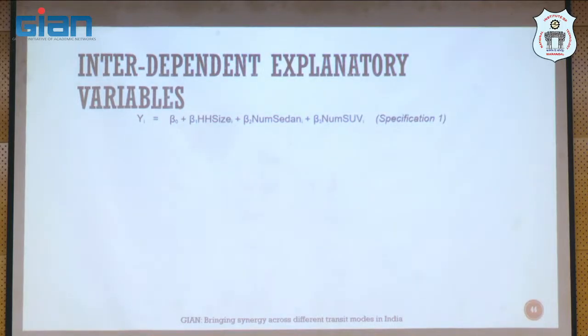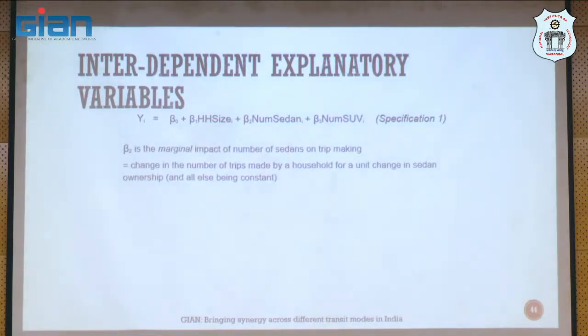Next one I want to talk about is what's called independent explanatory variables. So you'll notice here, instead of using number of cars, I'm using the types of cars. In the Indian context, it would be better to say number of cars and number of two-wheelers, right? So it's very more common. So let's say here I'm talking about that. There is household size. I am splitting number of cars as number of sedans and number of SUVs. Okay. So what does beta 2 represent here?